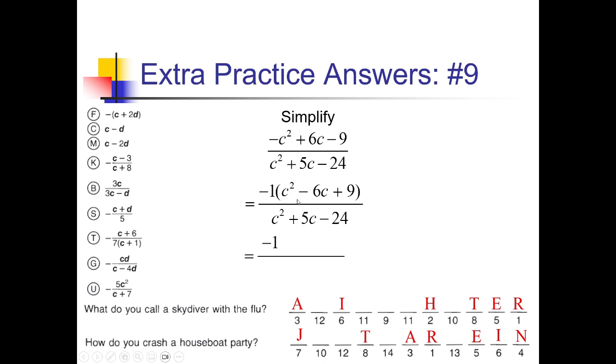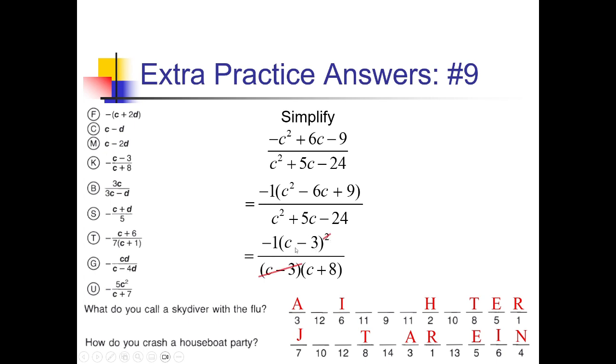Square root of c squared is c. Square root of 9 is 3. And the middle term's negative, so I'll write -3 whole thing squared. And if I multiply c and -3 together and double it, I do get -6c, so I'm good on that score. Now for the denominator, I need factors of 24 that add up to 5. So let's see, 1 and 24 doesn't work, 2 and 12 doesn't work, 3 and 8 works if I have -3 and positive 8. So I'll write c minus 3, c plus 8. And this c minus 3 can cancel one of the c minus 3's up here. So let me just cross off this 2.